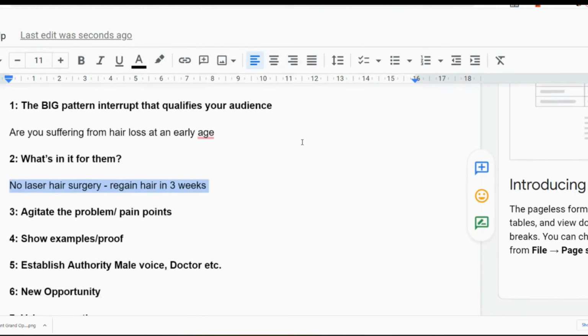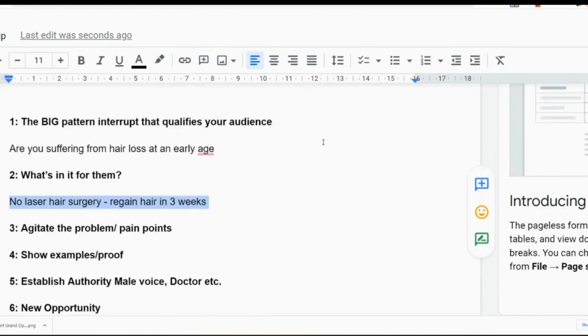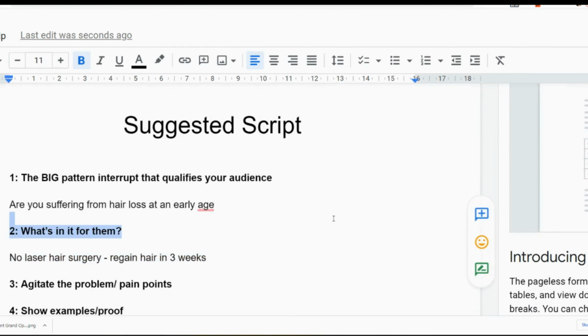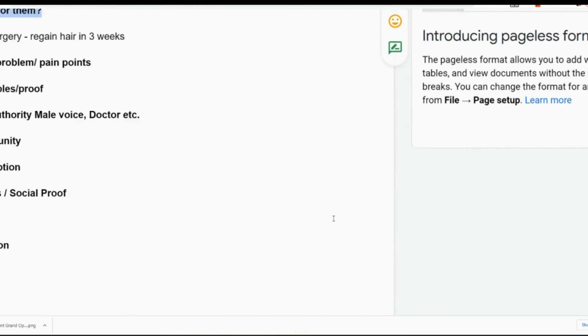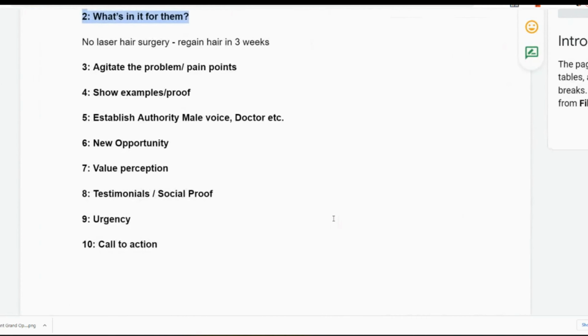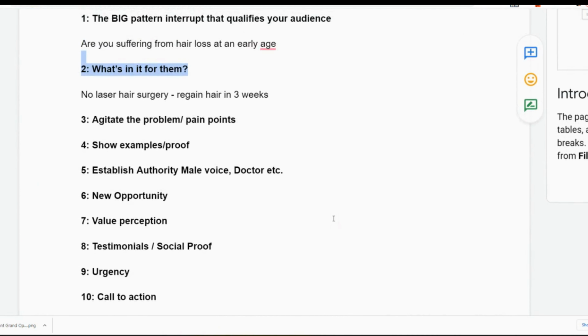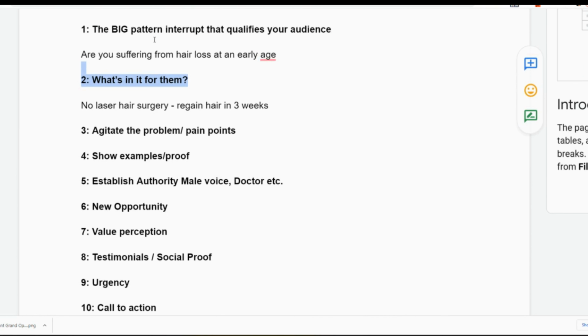How do I get rid of that? Just zoom back out. So what you want to do is watch the VSL thoroughly and take notes. You want to keep these all in mind while you're watching the VSL. So you want to have this script in front of you and then think, what are the big pattern interrupts I can use? What are the benefits?